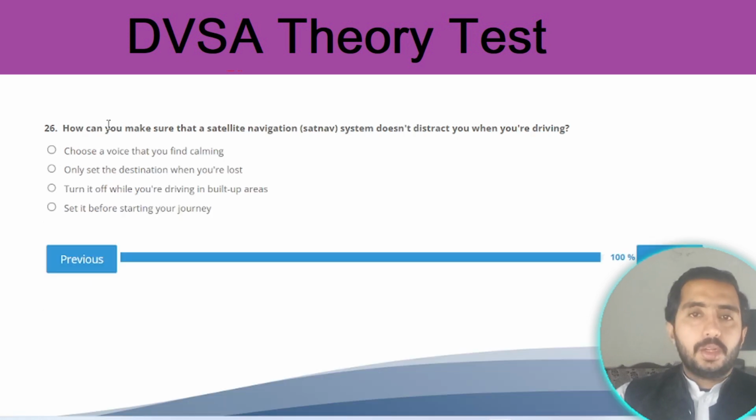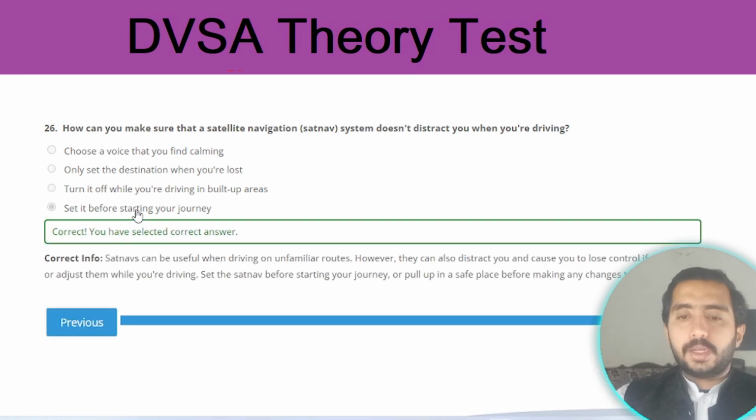Next question, question number 26. How can you make sure that a satellite navigation system doesn't distract you when you are driving? The correct option is set it before starting your journey. Option D is the correct option of this last question.